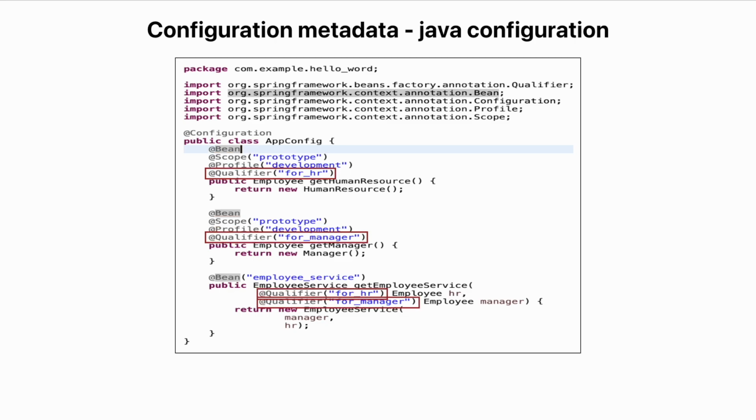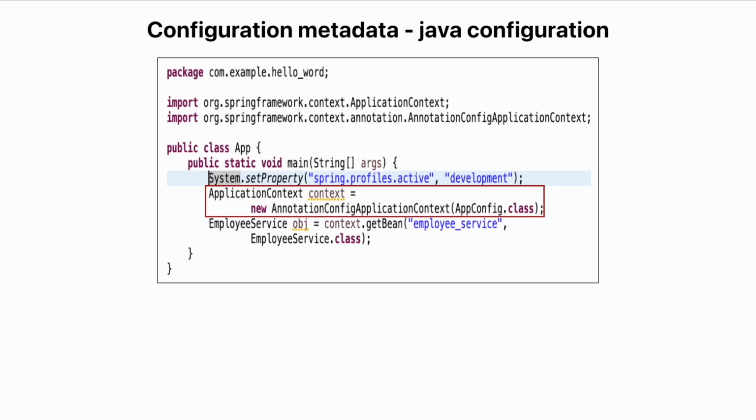Qualifier can be used along with bean annotation to provide qualifier configuration. In the bean annotation, we can set the boolean variable autowire candidate to configure the bean auto discovery. If we set default candidate equal to true, it is equivalent to marking a component class with primary annotation in annotation based configuration. Profile can be configured along with bean annotation. The same annotation config application context class can be used to create an instance of application context.